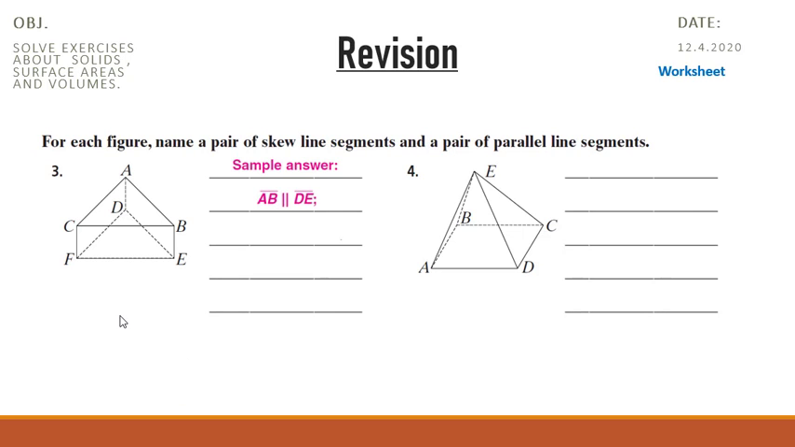This is a sample answer. AB parallel to DE, these two are parallel. AC intersects CF at the point C, and AC is skew with FE. AC and FE are skew lines. Skew lines means that they are not parallel and not intersecting, and they can't be in the same plane.